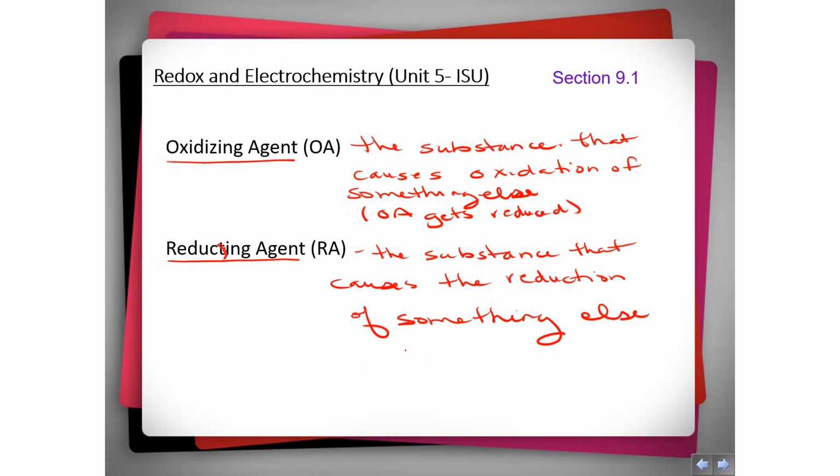So if it's causing something else to get reduced, so it's causing something to gain electrons, it itself is losing electrons. So the Ra loses electrons. That means it gets oxidized. And this is talked about on page 605 in the bottom right corner.